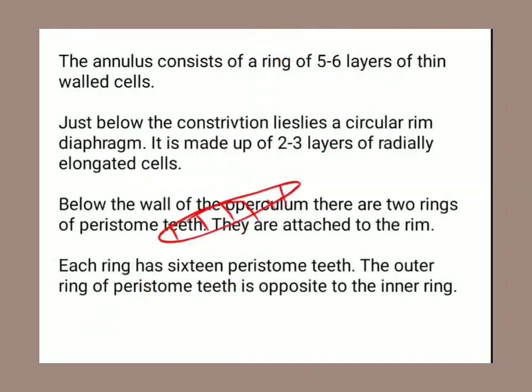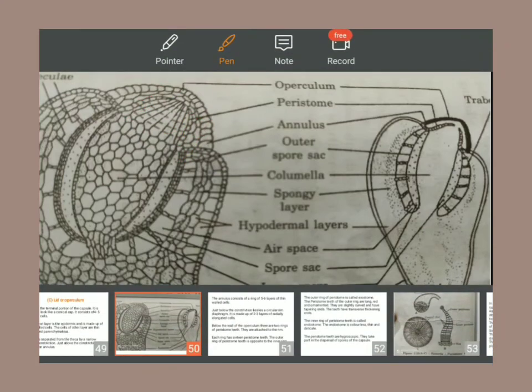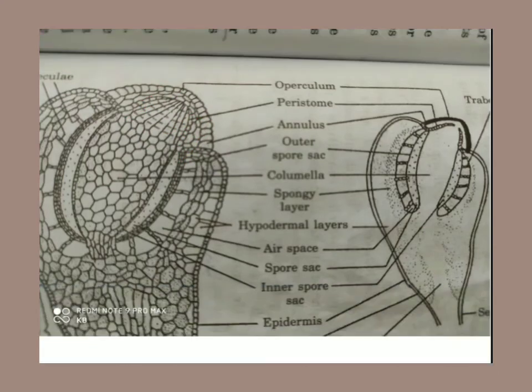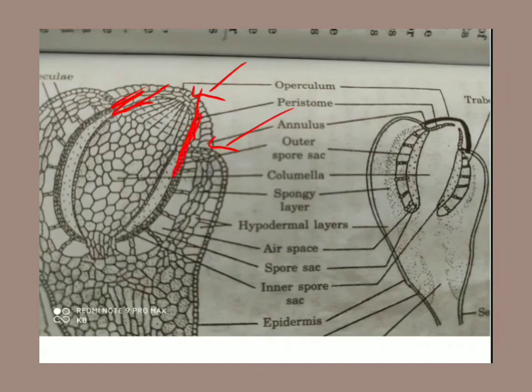Okay, you can see in this figure, when the capsule is mature, it means spores are developed in this capsule. This operculum structure is thrown off, and this annular structure is also broken, and so this peristome structure also breaks. Okay, you can see this is the outer peristome structure, the exostome, which breaks.